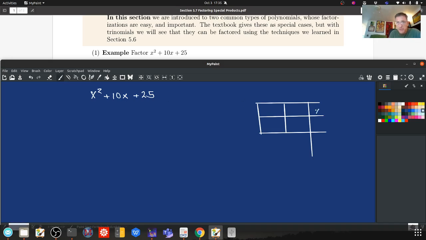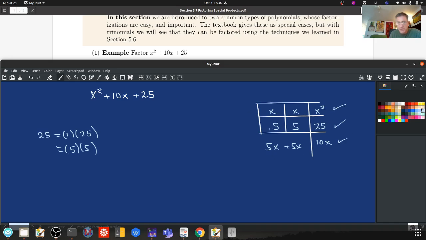So we have x squared, then we put our constant term, and then we put our degree 1 term. Since this is x squared, it's a monic polynomial. I have x and x, those are my only choices. Now 25 is equal to 1 times 25, that's one factorization, and it's negative. And of course 5 times 5. So I'm going to put 5 here and 5 here. That's going to give me 5x plus 5x, and that gives me 10x. 5 times 5 is 25.